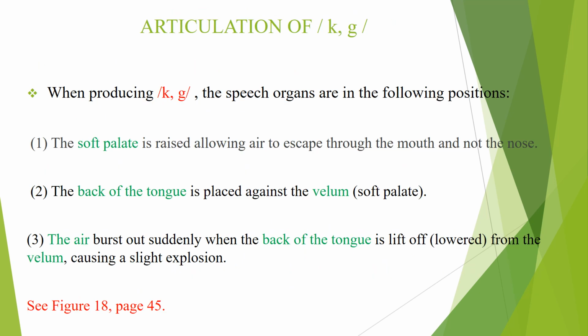When k and g are produced, the speech organs are in the following positions. 1. The soft palate is raised. 2. The back of the tongue is placed against the velum or the soft palate. 3. The air bursts out suddenly when the back of the tongue is lifted off, i.e. lowered from the velum, causing a slight explosion.